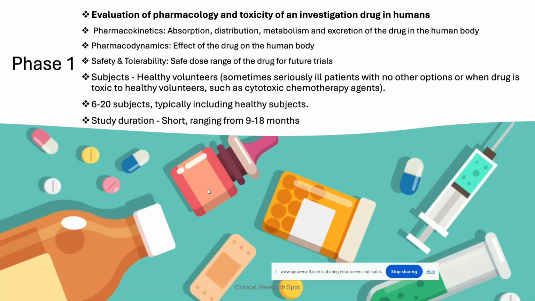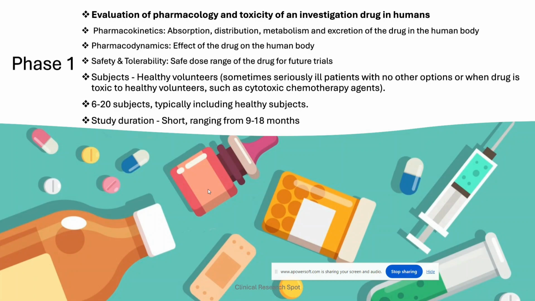Usually in phase 1, healthy volunteers participate. But in certain cases, instead of healthy volunteers, patients also participate, such as in cancer and HIV conditions. Because the drug used for this type of disease condition can be cytotoxic, it may affect healthy people. They may become ill in the future. So that's why in such trials, only patients are taken.